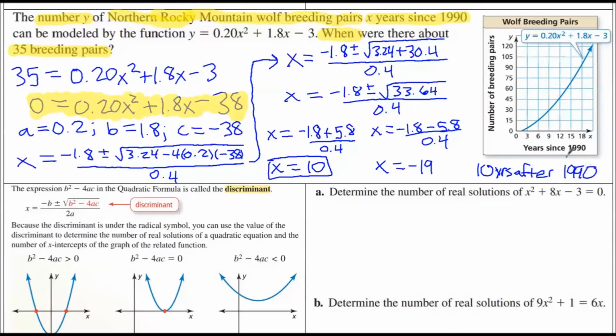Let's see if that makes sense. 35 number of breeding pairs, that's our Y. It's about here, and yeah, that's about 10, somewhere in that region. So essentially this graph seems to agree with what we have determined the amount of time after should be.